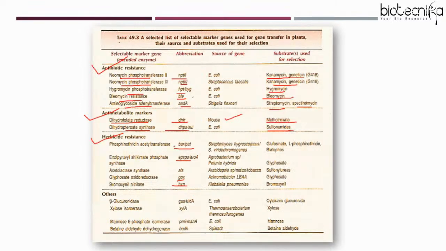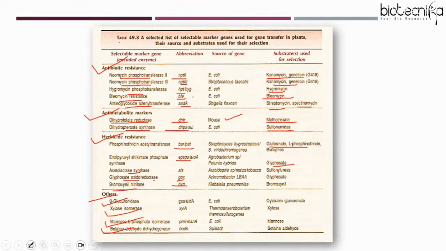For BAR, you can see here it is glufosinate, L-phosphinothricin. For EPSPS, glyphosate. Then you have got acetolactate, glyphosate oxidoreductase, and bromoxynil nitrilase. Other than this, we have another category we call others, where you will come across the beta glucuronidase enzyme, then the xylose isomerase enzyme, mannose 6-phosphate isomerase, and betaine aldehyde dehydrogenase enzyme.